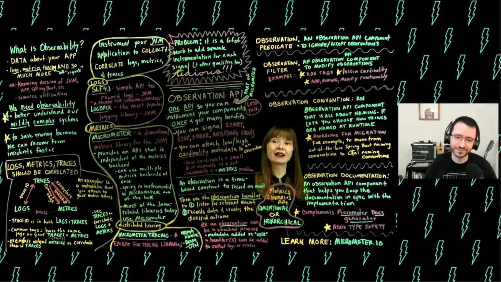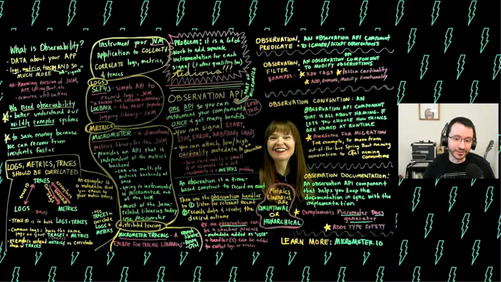We can use a component called an observation filter to modify observations. So we could do anything here. The sky's the limit. We could add or remove tags. We could add or lessen cardinality. I don't know why I would add it, but sure. We could add, remove, modify functionality. Oh, you're going to tell me why you want to add it. Why do you want to add it?